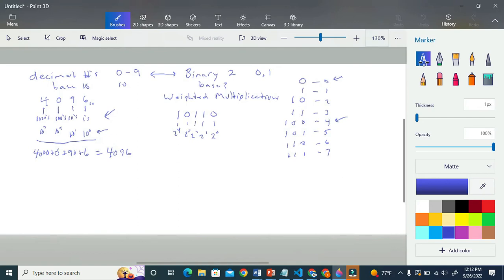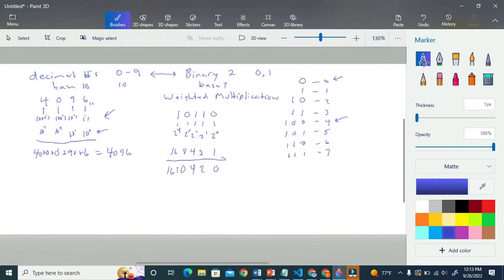Here we would have the ones place, then the twos place, then the fours place, the eighths place, and the 16ths place. What we can do is multiply the number in each place by its place value, just like we did here with 4096. In this case, it would be 0 times 1, which gives me 0. Then 1 times 2 gives me 2. 1 times 4 is 4. 0 times 8 is 0. And 16 times 1 is 16.